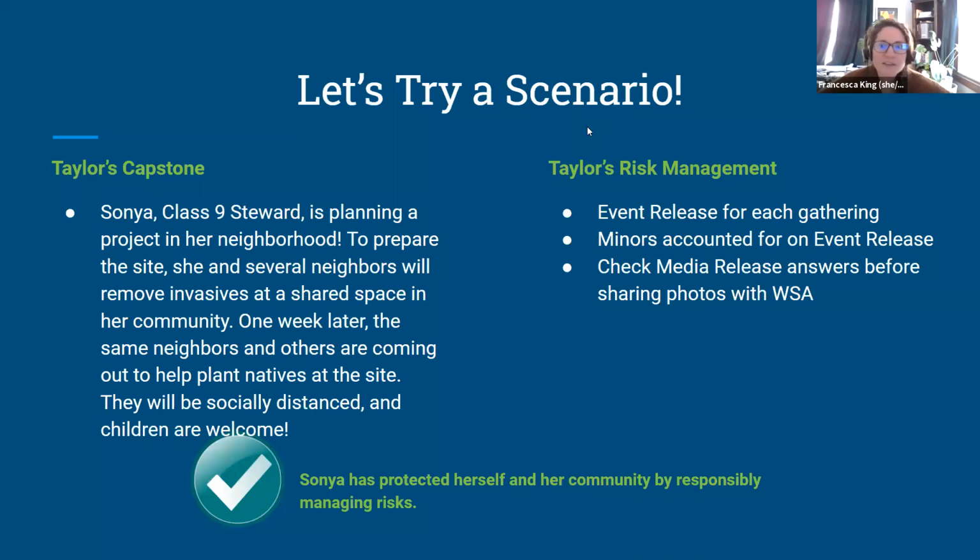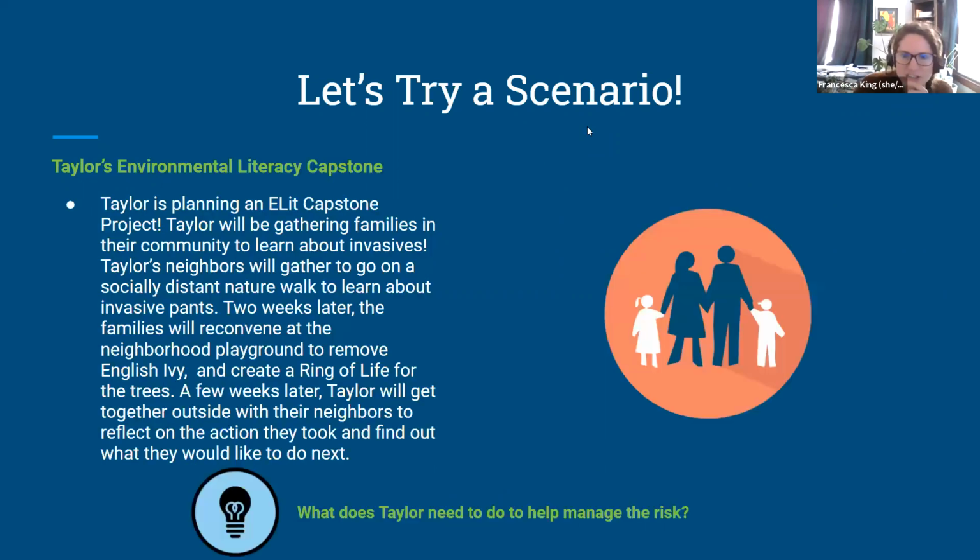So we have the event release for each gathering. Oh, sorry about that. That's got all jumbled. But if you can go back one, Josh. So Taylor has multiple gatherings, right? There's a nature walk, and then there's another thing at the playground, and then there's another thing. So Taylor needs forms for all of those. And then when sharing the photos, Taylor needs to make sure the media release part was indicated. So it's a yes or no on that form. If anybody said no, then Taylor needs to make sure that the photos aren't shared.